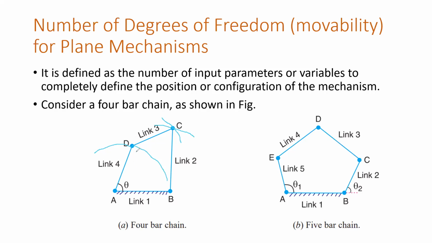Z direction you can assume to be perpendicular to the screen. This point D will not come out. It will just oscillate or move in a plane. It will not leave that plane. So that is called a planar mechanism. And there are some very complicated mechanisms which are called space mechanisms, where the point can move in all three directions. Such mechanisms are beyond the scope of this syllabus.